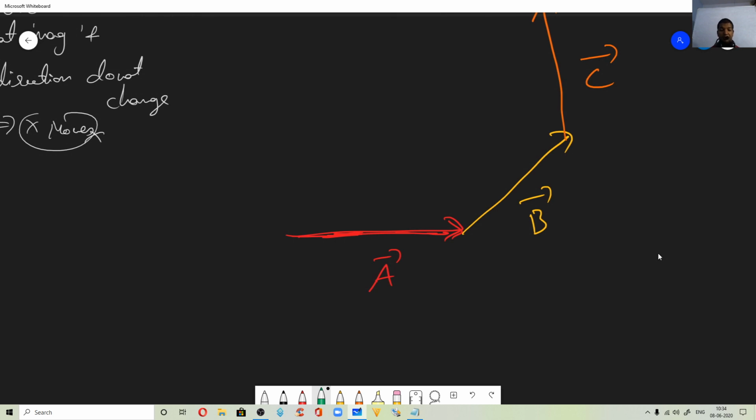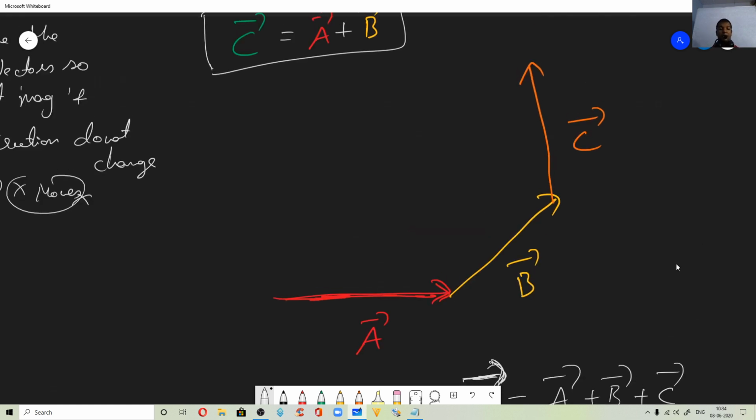Now let us write: vector D is the sum of vectors A, B and C. Otherwise you can say vector D is the resultant of A, B and C. That is also fine.